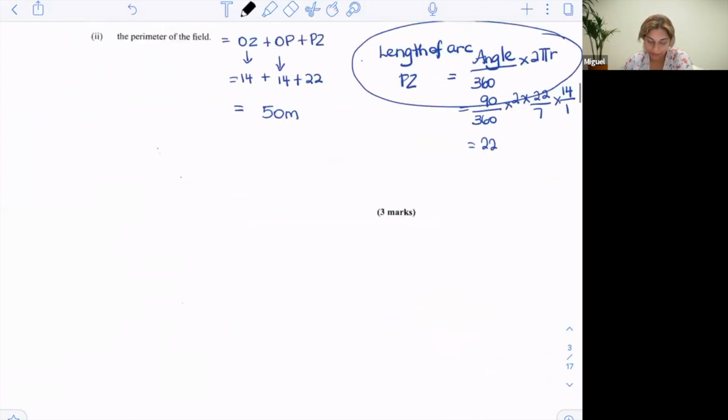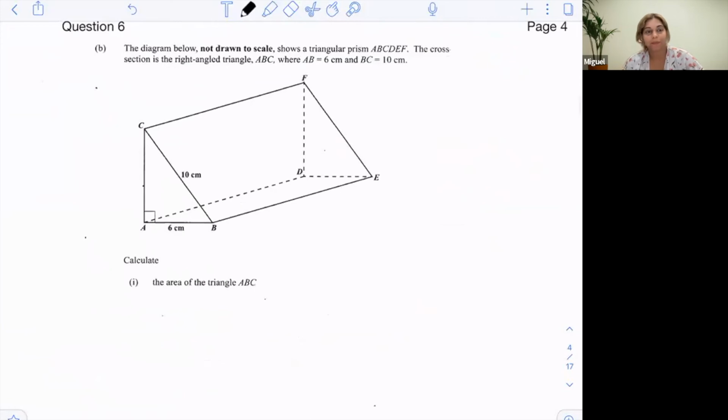All right, let's continue. So this is the triangular prism that we formed from our rectangular paper, right? Now we want to find the area of triangle ABC. To find the area of a triangle, we need the base and the height. Here we have the base, so we need to find the height. This is a right-angled triangle, also known as a right triangle, and we can use Pythagoras' theorem.